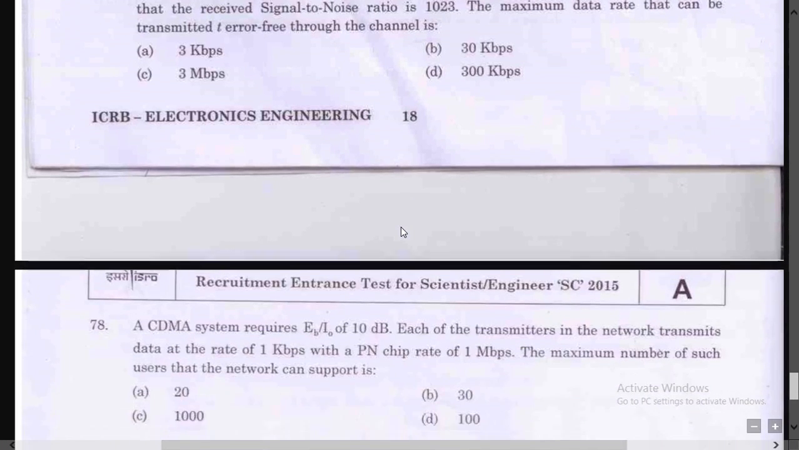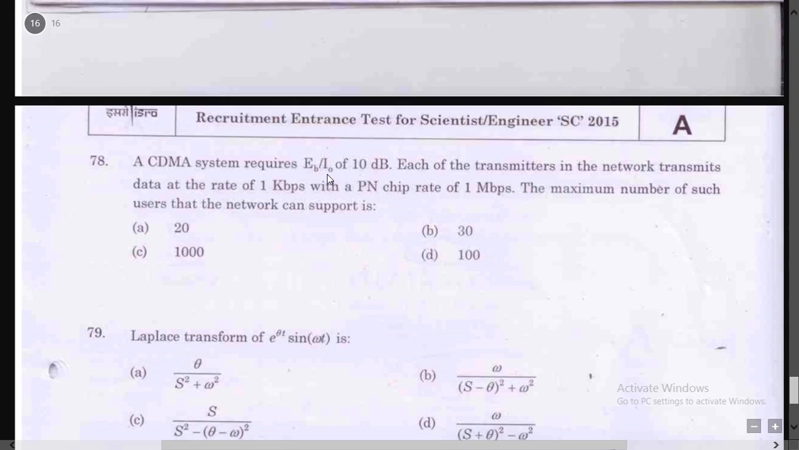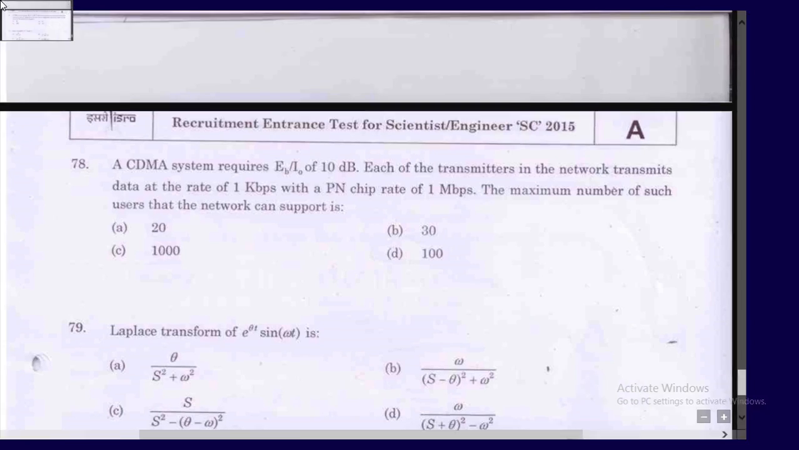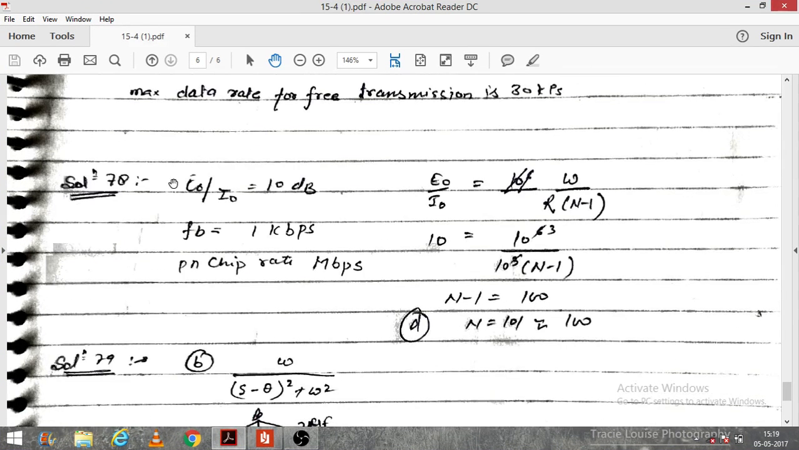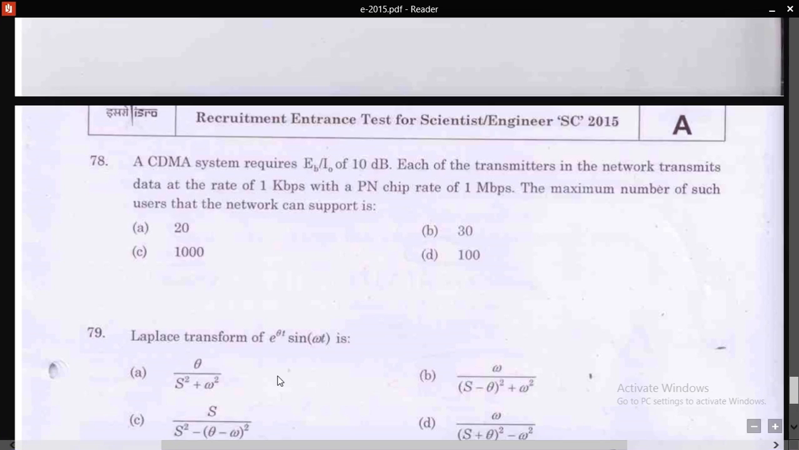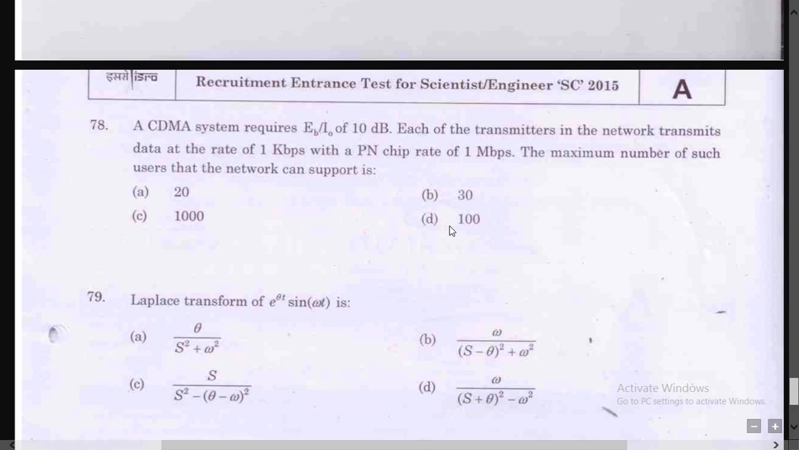Now question number 78, in which we have to find N, where Eb by I0 is equal to 10 dB. We can convert it into the simple form, which is equal to 10. We are given data rate is 1 kbps and chip rate is 1 Mbps. So Eb by I0 equals the ratio of chip rate to data rate, divided by N minus 1. By putting in all these values, we get N equal to 101, which is equivalent to 100, the best suited option.